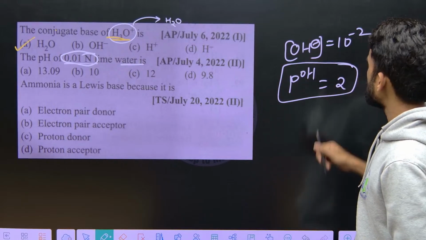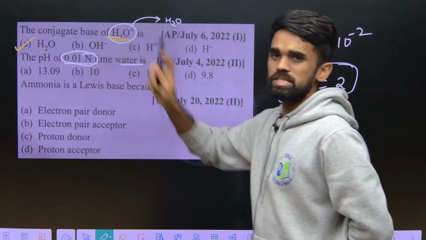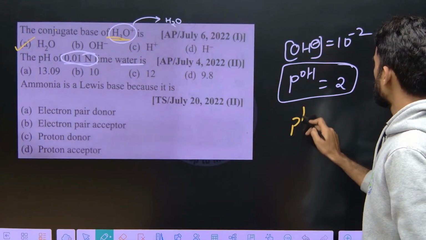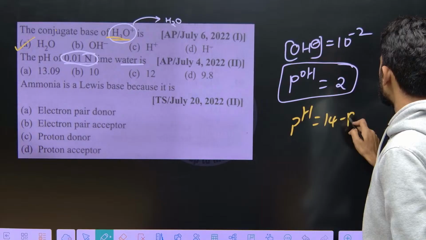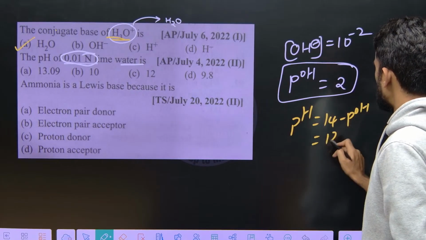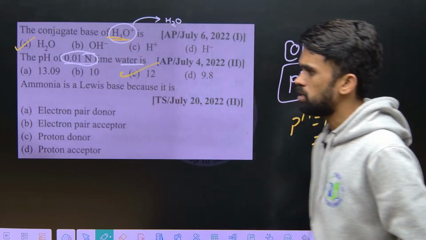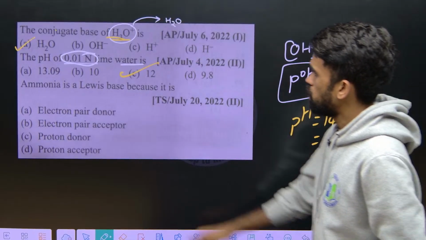But they are not asking pOH, they are asking pH. So what to do? pH will be equal to 14 minus pOH. So it will be 12. So here you have option C as 12, right? Next, look at the next question.